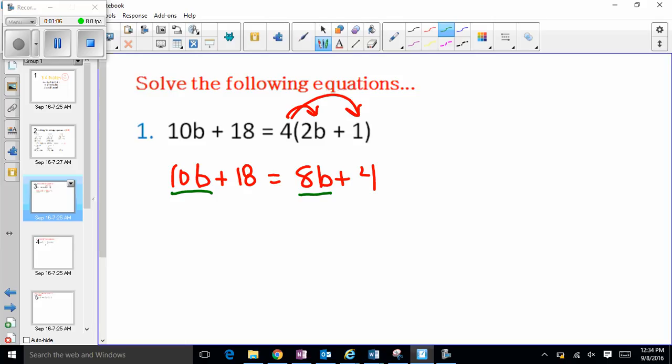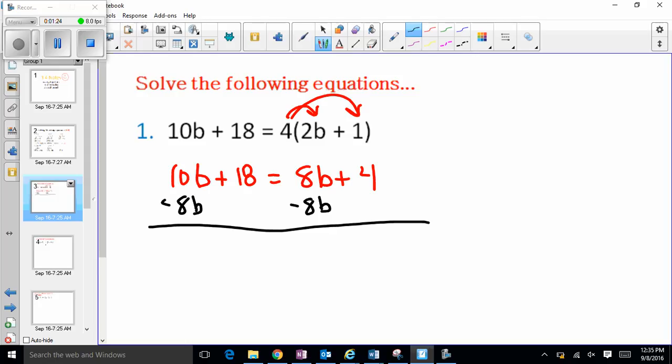We're going to use the same trick we always do, and that's inverse operations. First, I'm going to get rid of that little green line that I made. I don't want it to look like division. I'm going to subtract 8b on both sides of the equation. I'm allowed to do that because as long as I do it on both sides, it's fair and it keeps the equation true. It cancels out on this side, and when I combine like terms, I get 2b plus 18 is equal to 4.